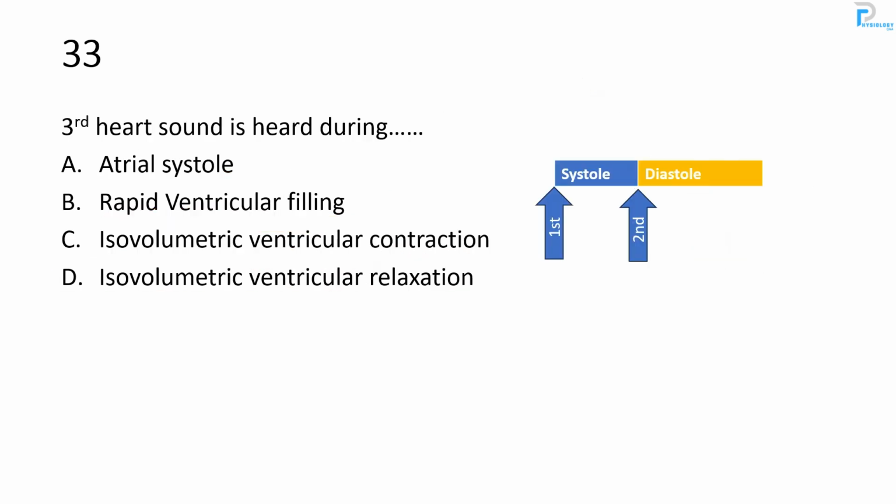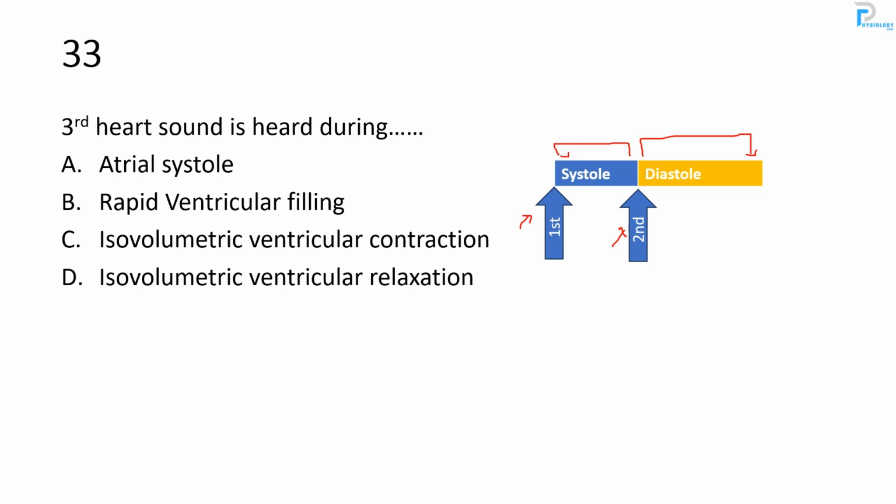Third heart sound is heard during atrial systole, rapid ventricular filling, isovolumetric ventricular contraction, or isovolumetric ventricular relaxation. So let's look at this diagram here. We see systole and diastole. Cardiac systole is indicated. The landmark for the start of systole is the first heart sound to be heard. The landmark for the start of diastole is the second heart sound to be heard. And we can see here the duration of diastole is longer than the duration of systole.